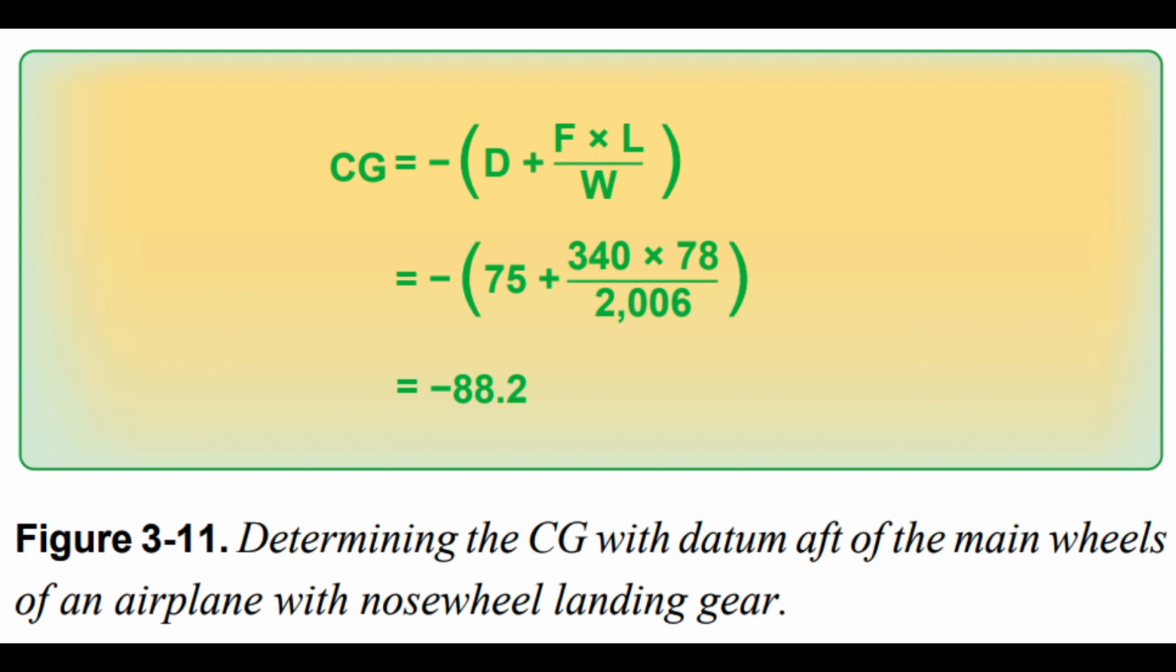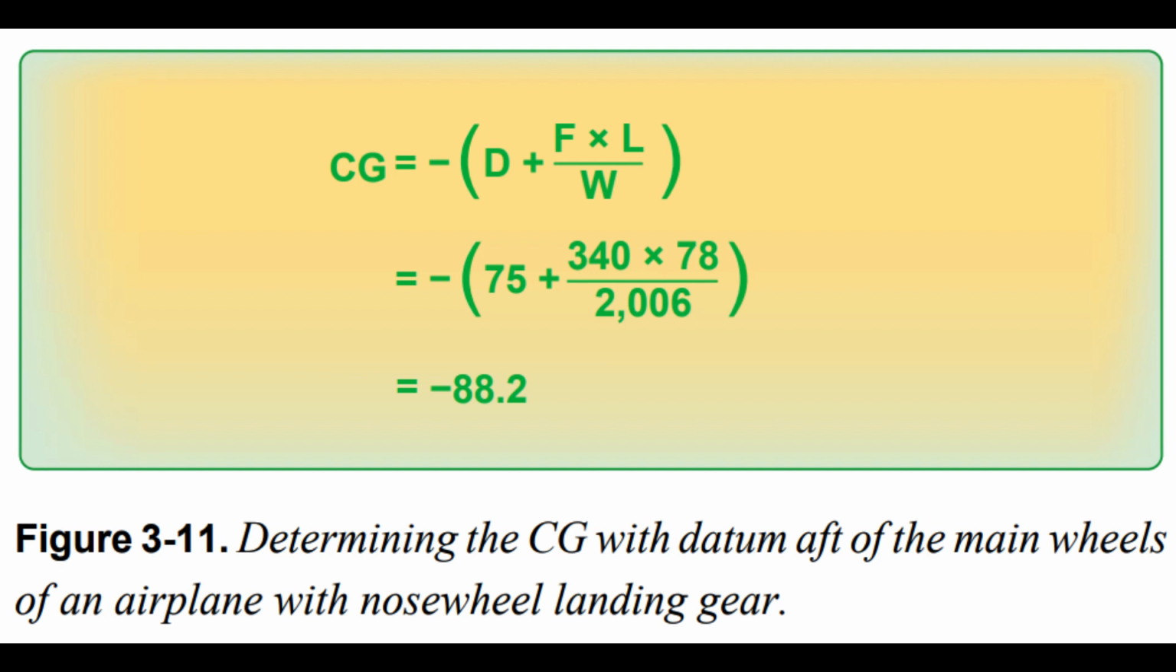The location of the CG may be determined by using the formula in Figure 3.11. The CG location is a negative value, which means it is 88.2 inches forward of the datum. This places it 13.2 inches forward of the main wheels, exactly the same location as when it was measured from other datum locations. Location of datum. The location of the datum is not important, but all measurements must be made from the same location.